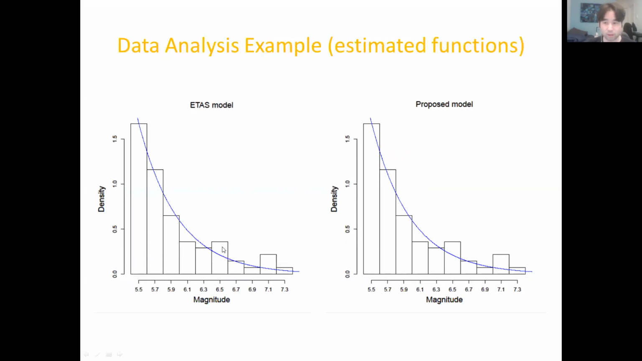And this is about the distribution for magnitudes. The histogram indicates the distribution for the data set, while the blue curved line is the estimated density function for the magnitudes. They're more or less the same with respect to estimated density functions in this case.